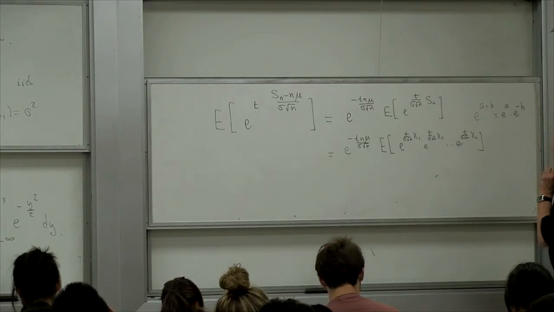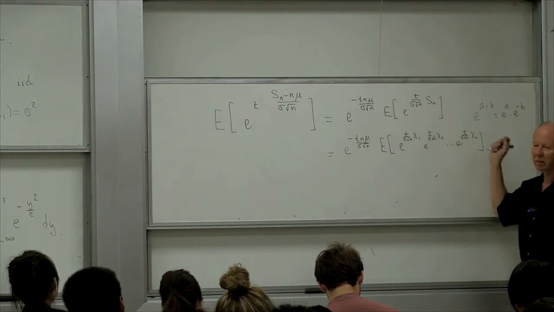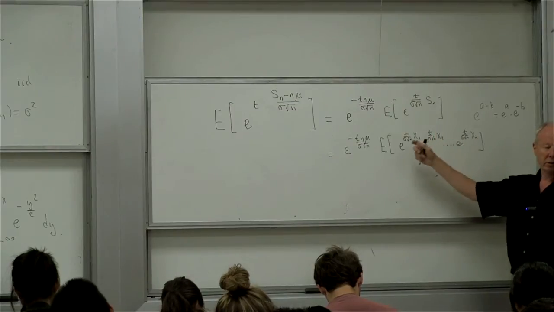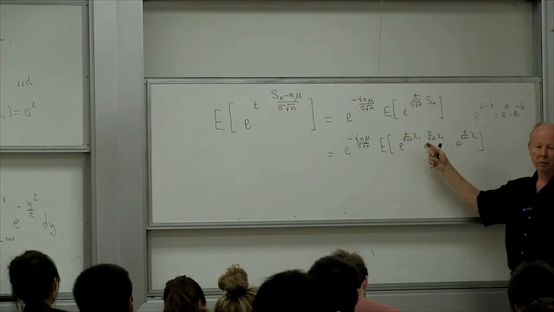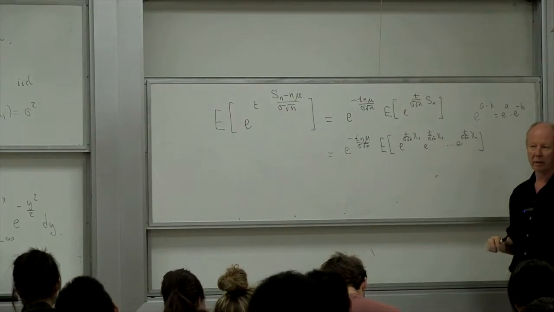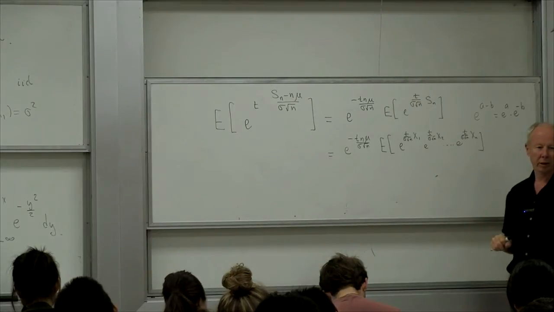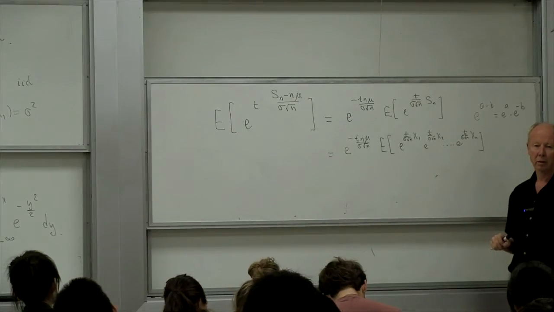And then Sn is the sum of the x's. And again, I use the property of exponentials: e to a sum is the product of the e to the individual terms, n of them.